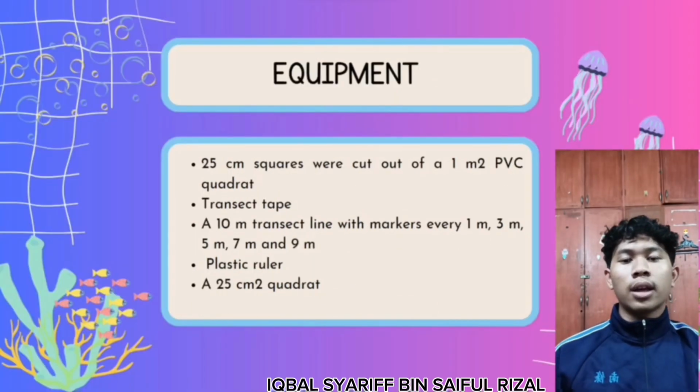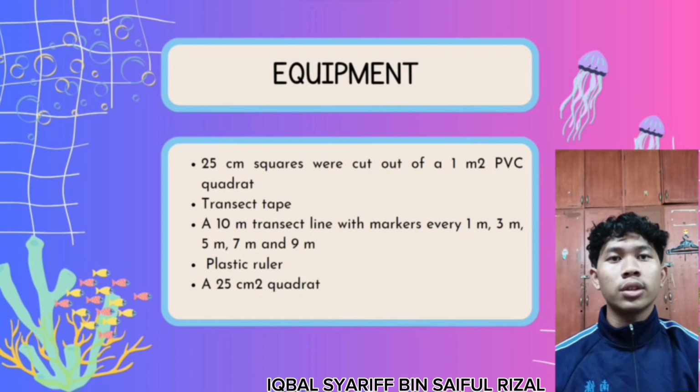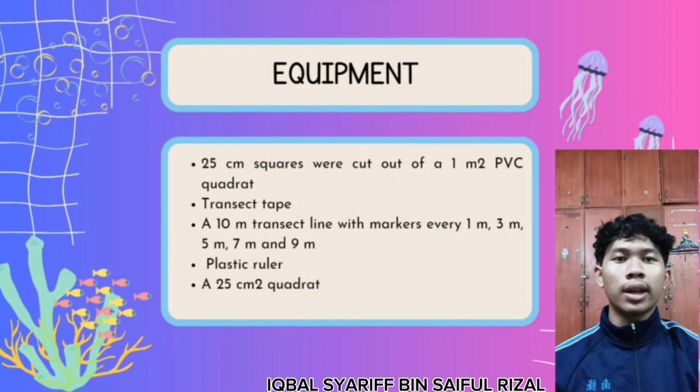The equipment that is going to be used for this method is 25 centimeter squares cut out of a 1 meter cube PVC quadrat. The next one is a transect tape, a 10 meter transect line with markers at every 1 meter, 3 meter, 5 meter, 7 meter, and also 9 meter, a plastic roller, and a 25 centimeter cube quadrat.